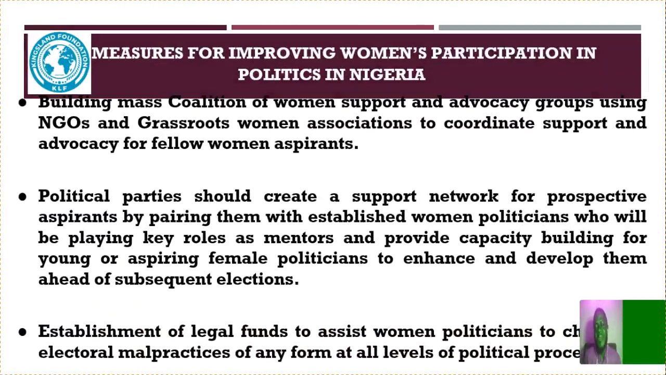What are all these measures? We have identified the problems, the challenges. Now, what are the measures? What is the way forward? One of them is building a mass coalition of women support and advocacy groups, using NGOs and grassroots women associations to coordinate support and advocacy for fellow women aspirants, like what we're doing here.